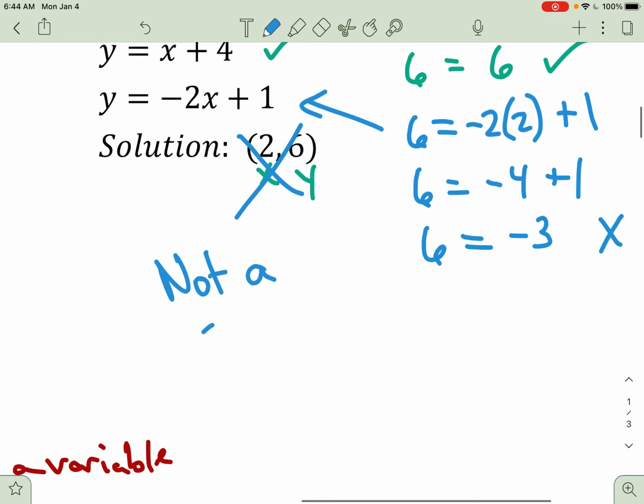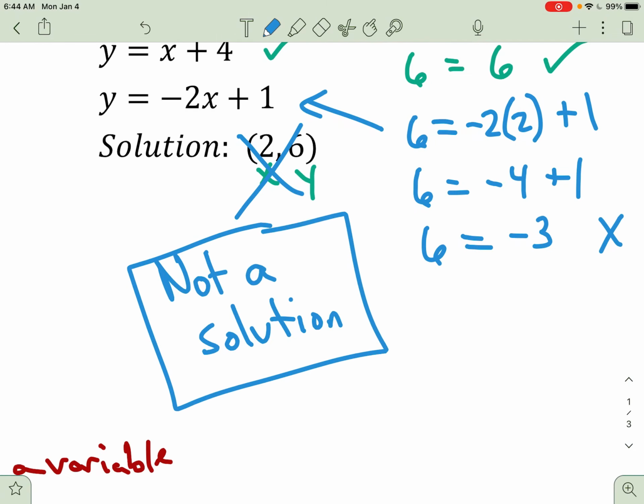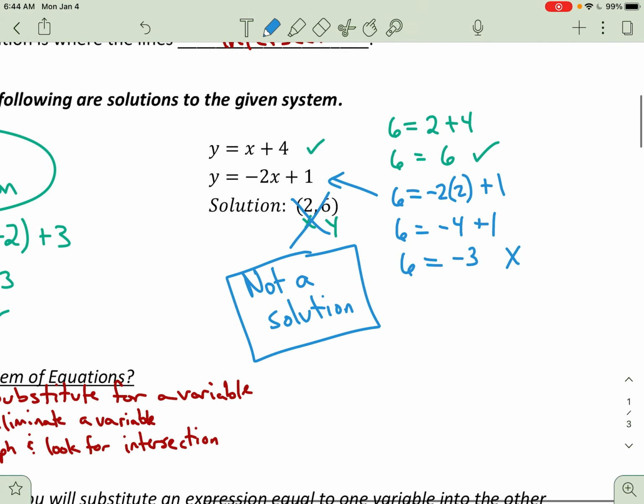Okay, so as you recall, we've done this before in earlier units in the first semester. If it was a solution, it only had to satisfy that specific equation. But in a system, it has to satisfy both equations.